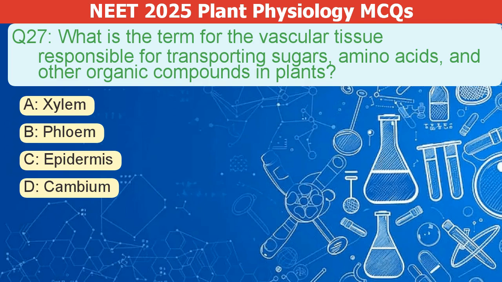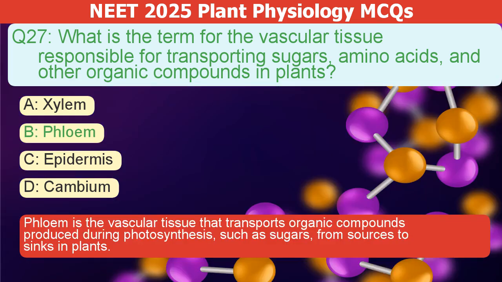What is the term for the vascular tissue responsible for transporting sugars, amino acids, and other organic compounds in plants? A. Xylem. B. Phloem. C. Epidermis. D. Cambium. The correct answer is B. Phloem is the vascular tissue that transports organic compounds, such as sugars, produced during photosynthesis, from sources to sinks in plants.